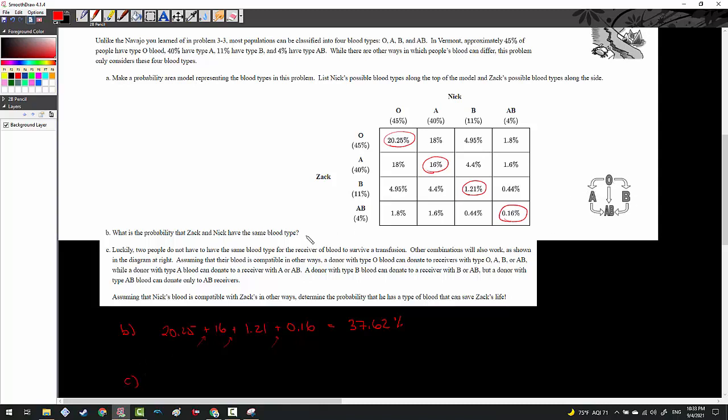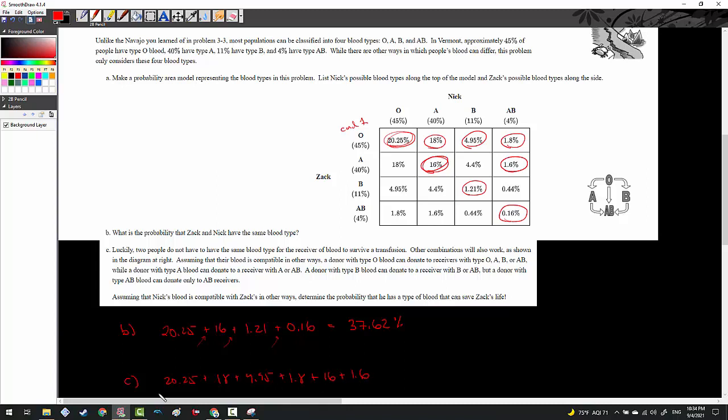So it's saying, assuming Nick's blood is compatible with Zach's in other ways, determine the probability he has the type of blood that can save Zach's life. Okay, so what this problem is trying to say is that this is condition 1 right here. If Zach has condition 1, then he can receive an O, an A, a B, or an AB. Okay, cool. So that's going to be 20.25 plus 18 plus 4.95 plus 1.8. But if Zach is type A, then it looks like he can only receive A or AB. So that's going to be plus 16% plus 1.6%.